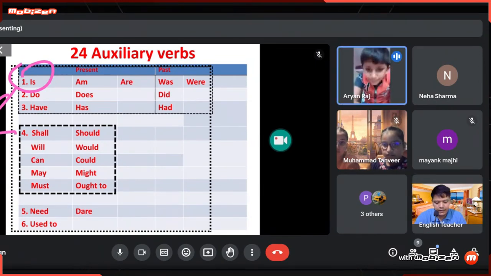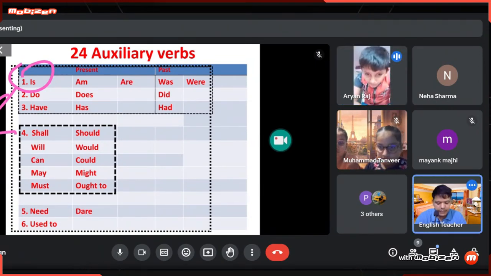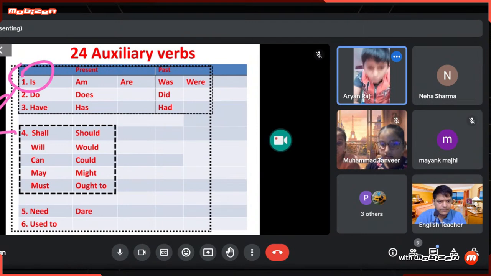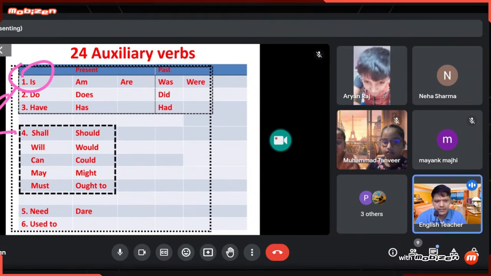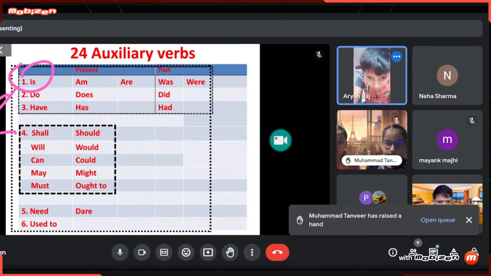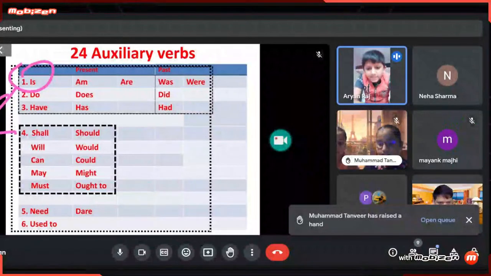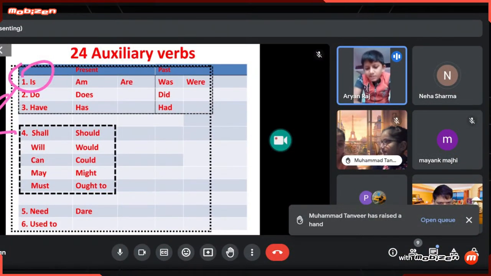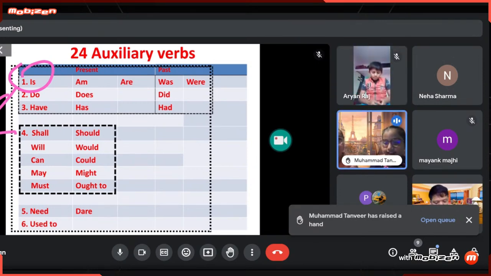Sir, what is my sentence? He is in market. He is in market. No, he is not in market. Is he in market? Is he not in market? Why is he in market? Why is he not in market? Very good.